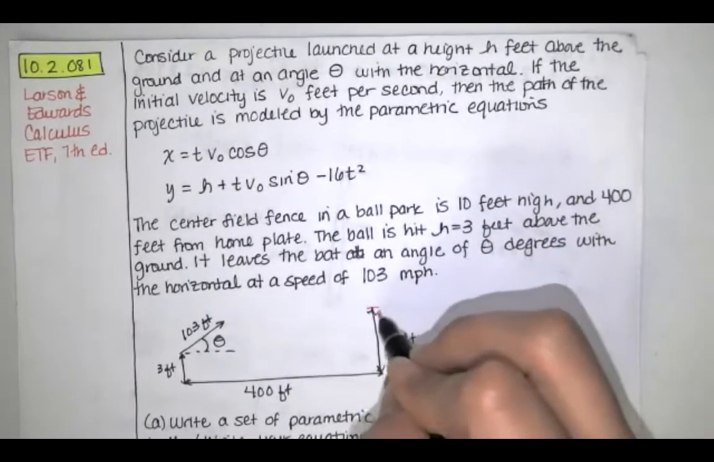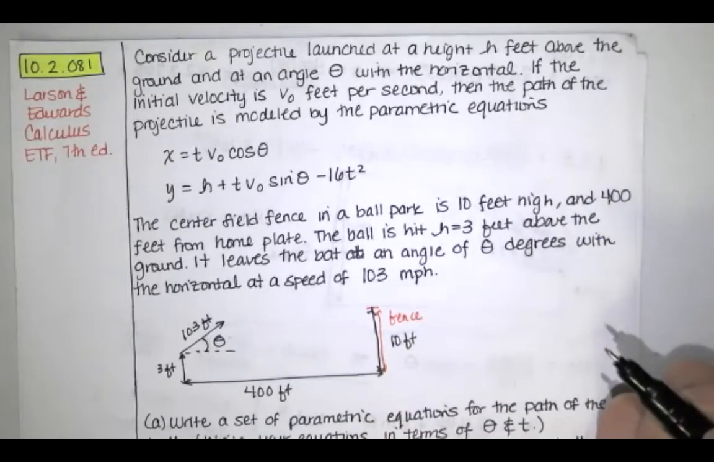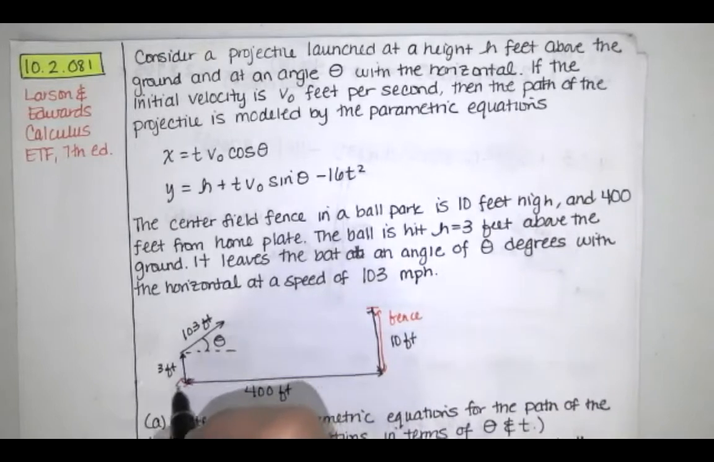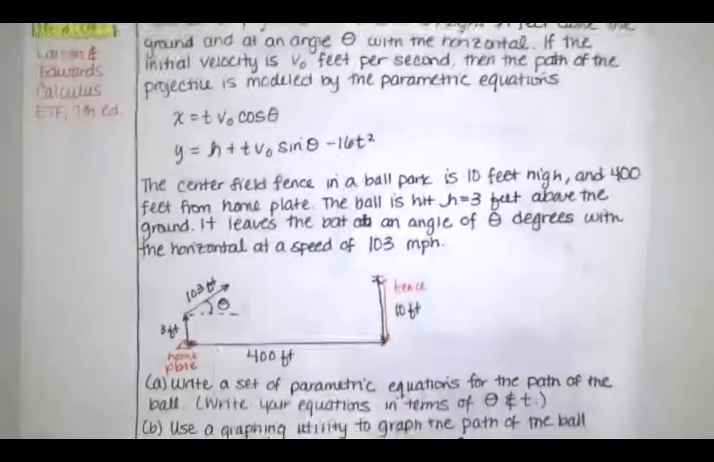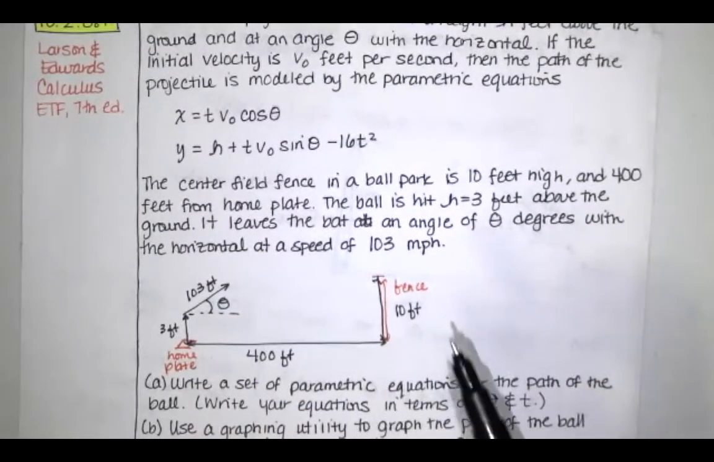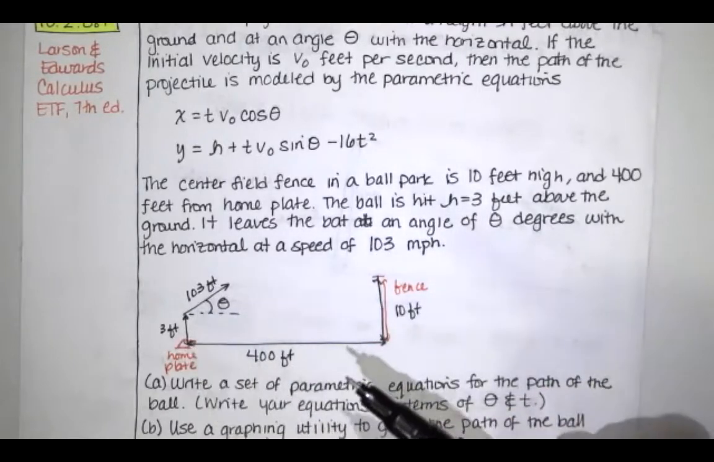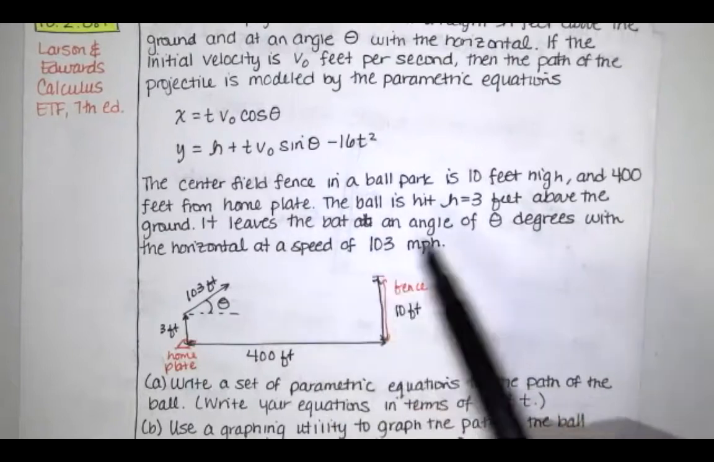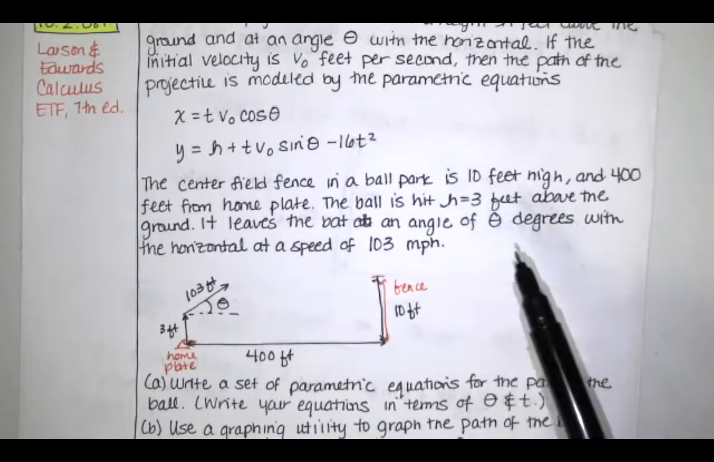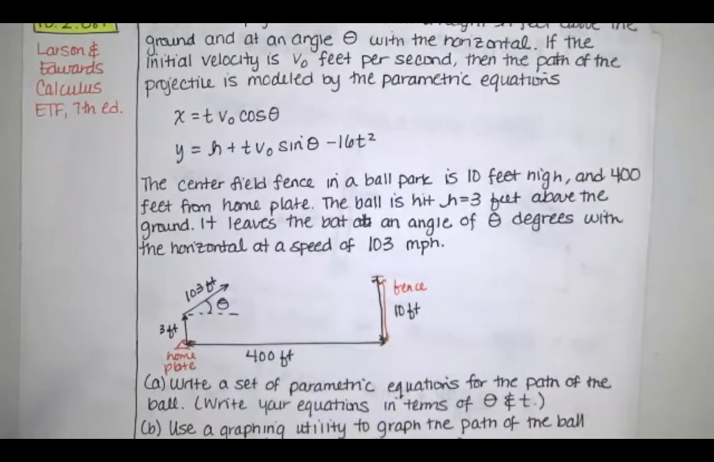So this is meant to be the fence over here. And it's 400 feet from home plate. So here's home plate. If you look at this from just the right angle, you've got 400 feet here and then a 10-foot high fence there. Then the question says the ball is hit at h equals 3 feet above the ground. It leaves the bat at an angle of theta degrees with the horizontal, so that's parallel to the ground, at a speed of 103 miles per hour.